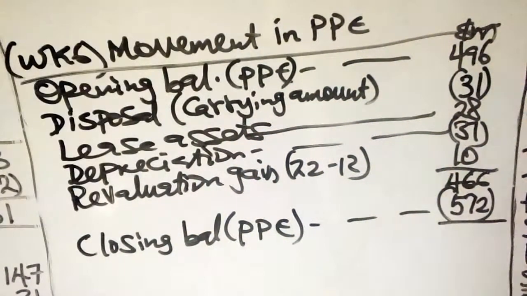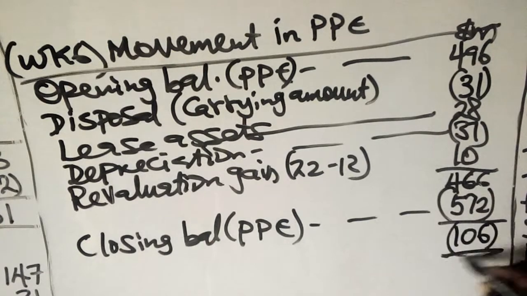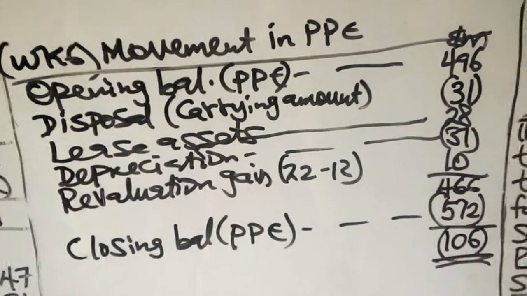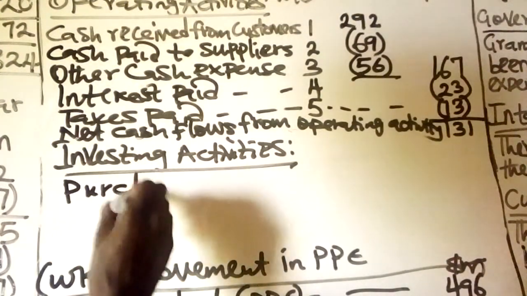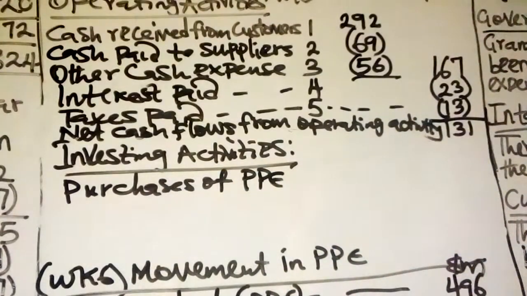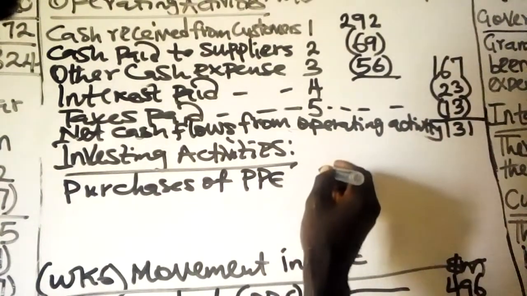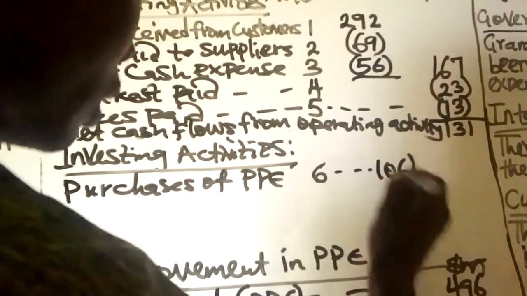So if you look at the closing balance, it exceeds this 466. That means more PPE have been acquired, that is, more PPE have been bought during the year, and that is 106. That is 466 minus 572. That will give us 106. That means we have purchases of PPE, or property, plant and equipment. That is note 6, and that is 106. When you purchase, you pay out cash.